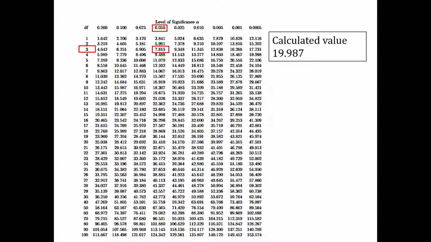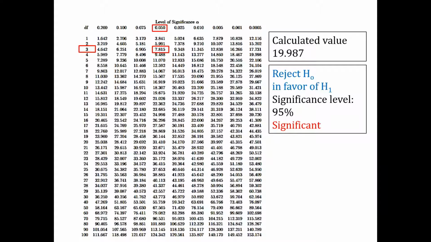So what was our calculated value? Our calculated value was 19.987. So which one is greater, our calculated value or the table value? Obviously our calculated value is greater, 19.987. It means that we reject the null hypothesis in favor of the alternate hypothesis. And the significance level is 95%, which is said to be significant. Now we are also interested in seeing what is our next significance level, though at this step we reject the null hypothesis. So the null hypothesis stands rejected at this point.